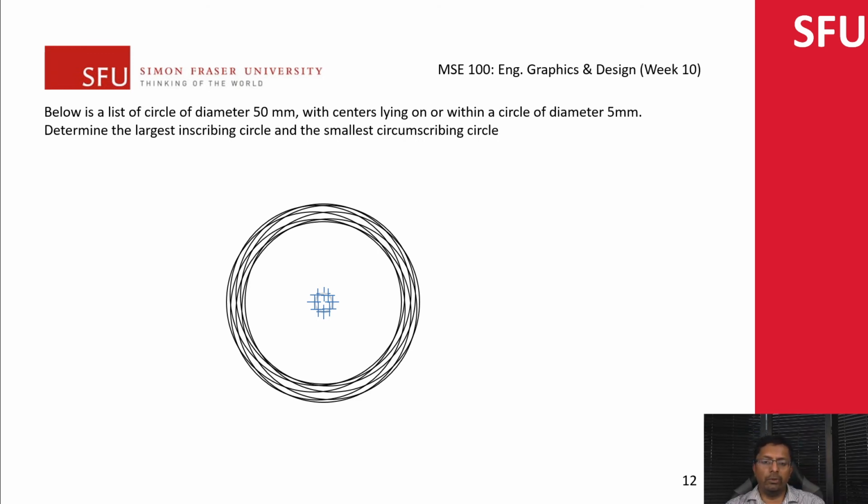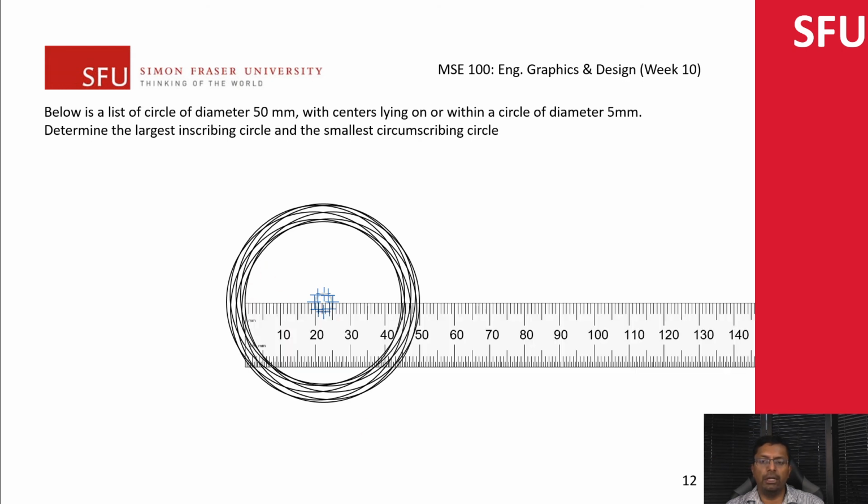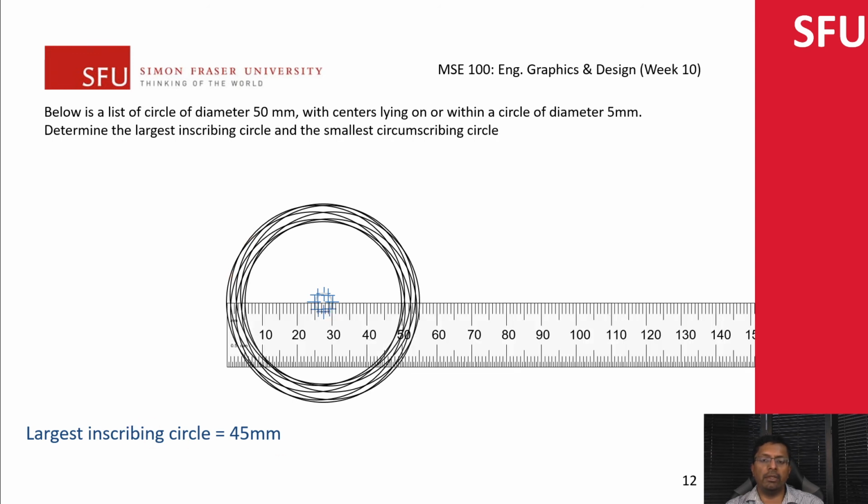So here's what we do. I'm going to use a screen ruler over here and try to fit the ruler here. I'm going to start at 0. Then this comes to 45. So I'm going to note down the largest inscribing circle, 45 millimeters. Then if I do the same thing, moving the ruler to the outside, this comes to 50. You can check that the same thing works if I do it vertically or in any other direction. So this is actually 55 millimeters.